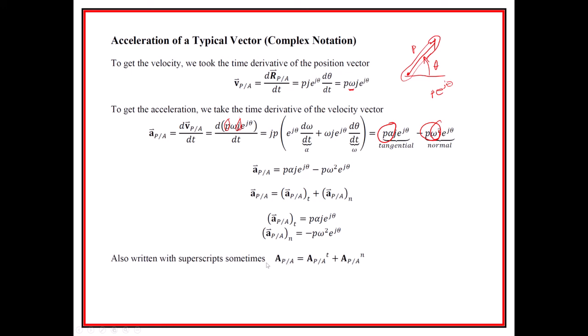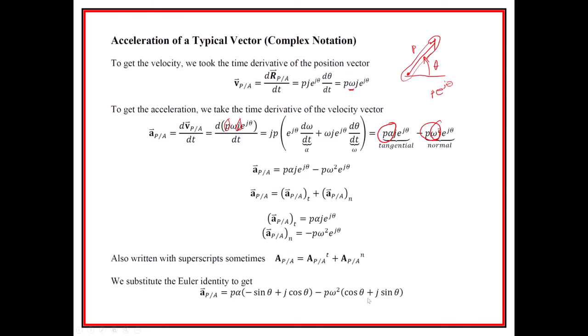Sometimes in the book they use capital A and superscripts, just so you know. If we go ahead and substitute back in the Euler identity, then we would get this phrase right here. So we could do that later.